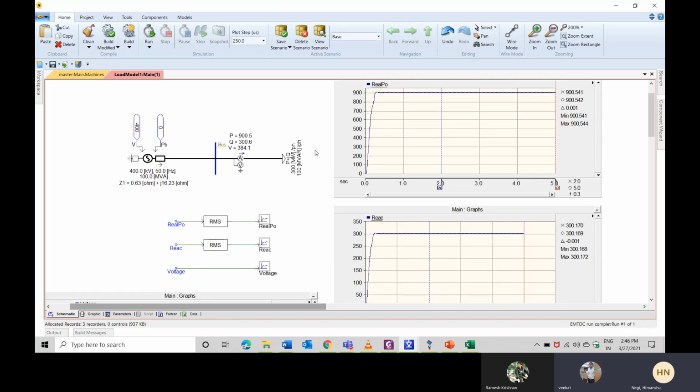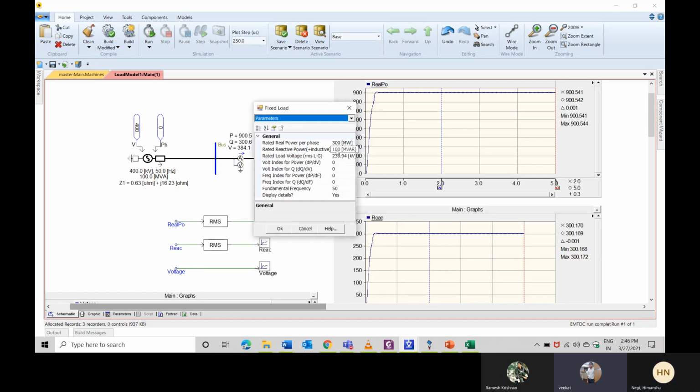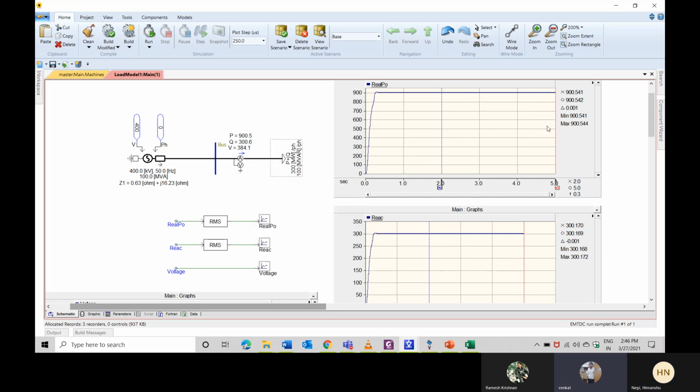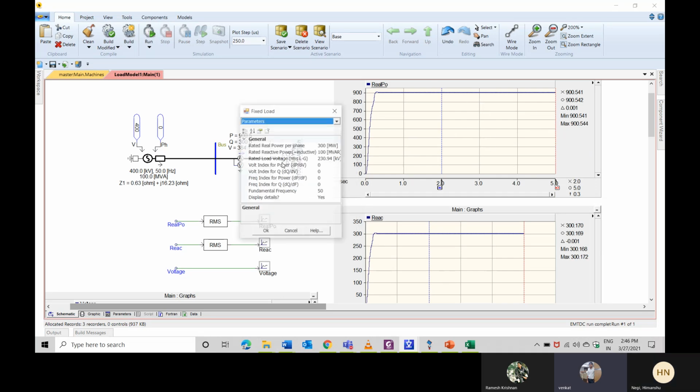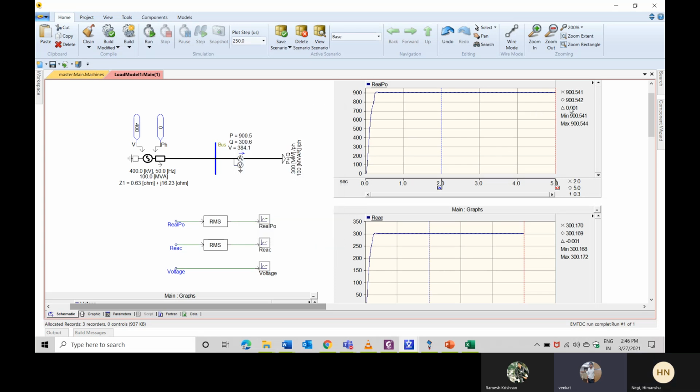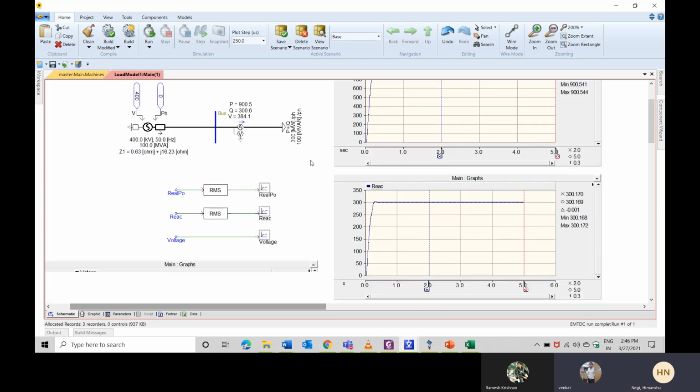That is the maximum power, because it is a constant power load. It is showing the values for three phase, but we have put the value as single phase, so it is showing 900. As we did before in ETAP, we can match it here also.